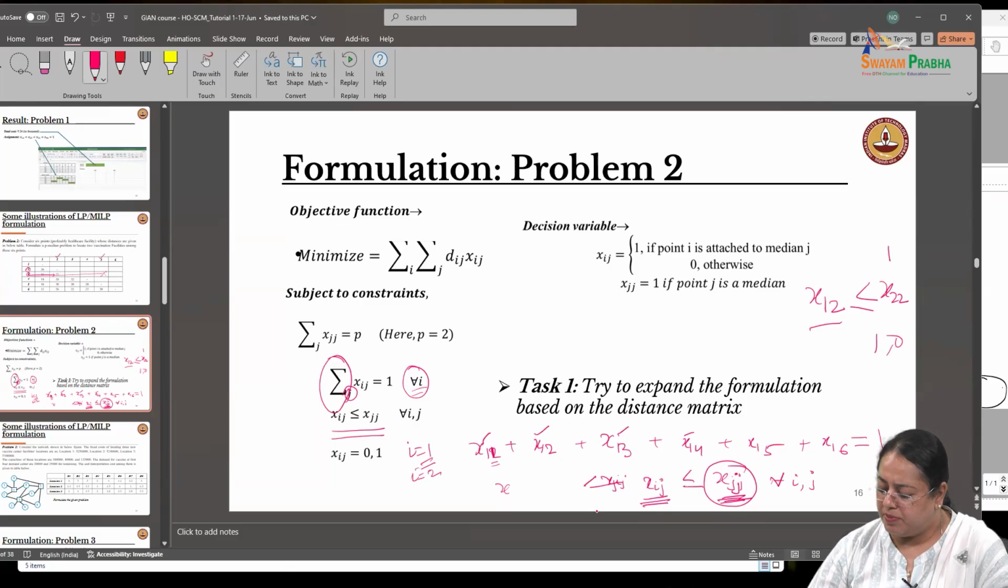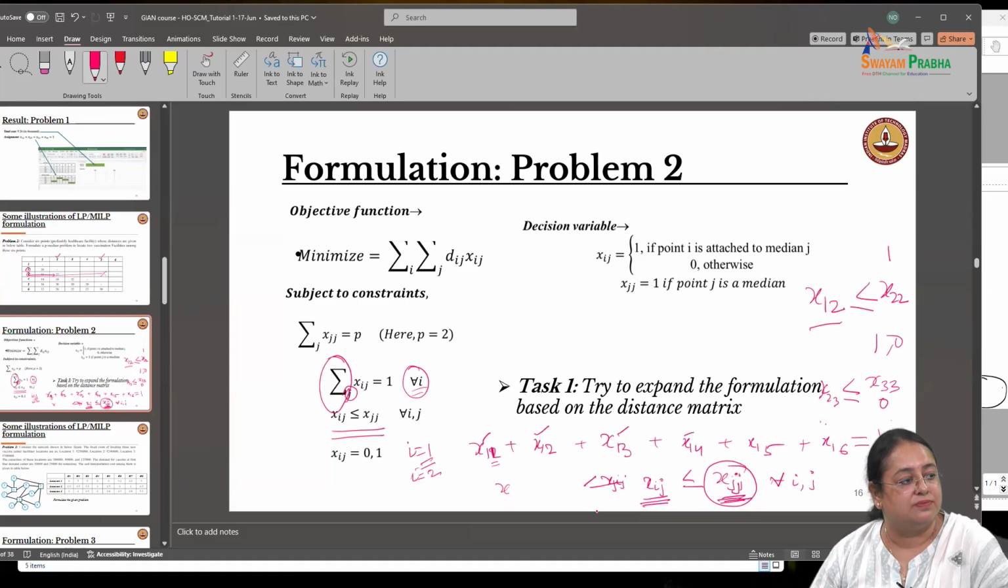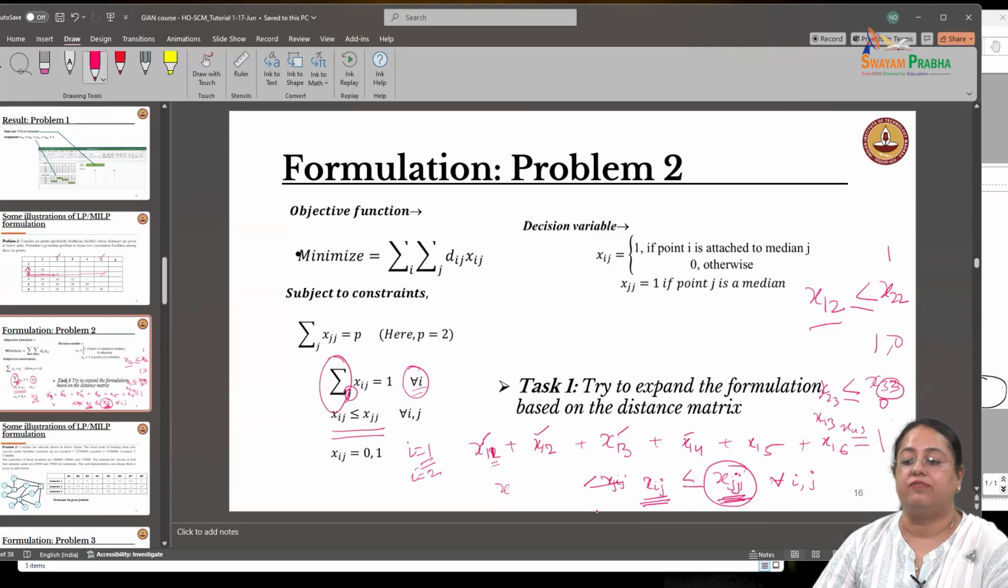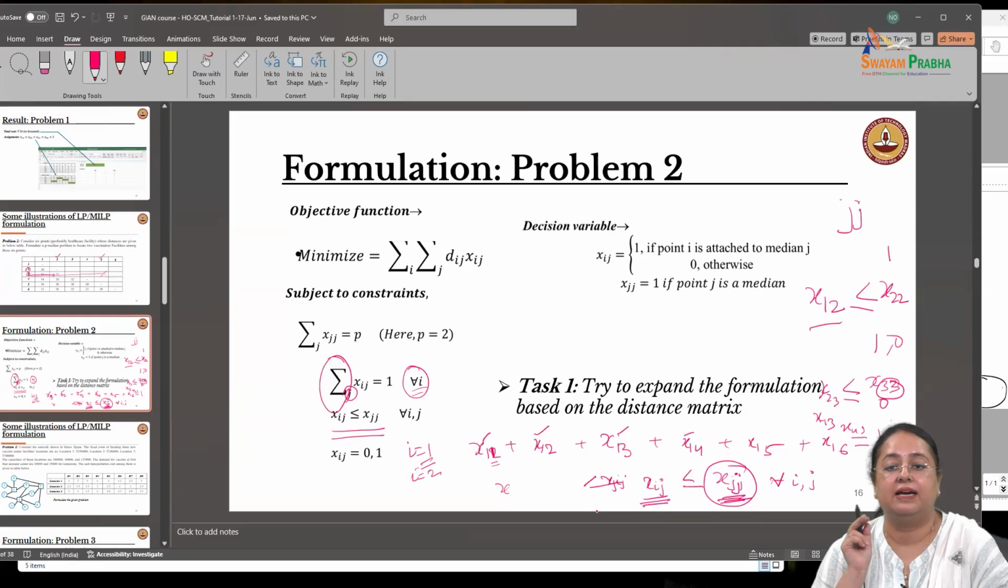That is possible. Suppose X33 does not turn out to be a potential healthcare node. If this is 0, then even X23 has to be 0 only, because it has to be less than that. Not only X23, X13 has to be 0, X43 has to be 0, because if any Xjj is not selected as potential healthcare, nothing should be assigned to this healthcare facility.